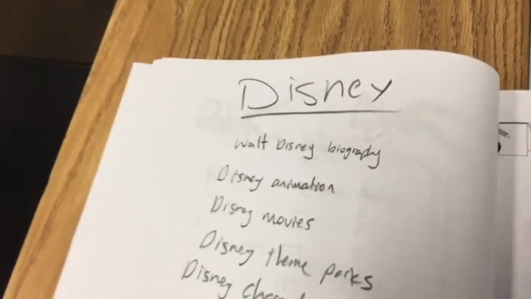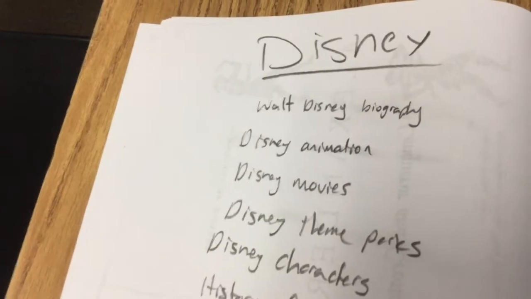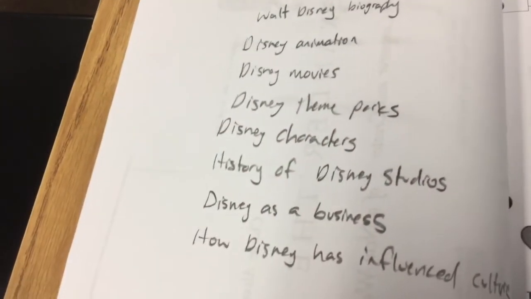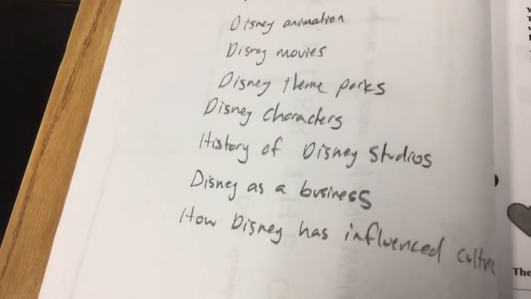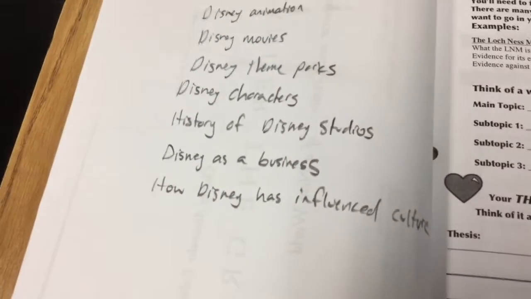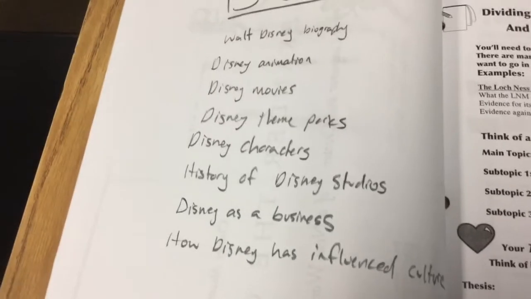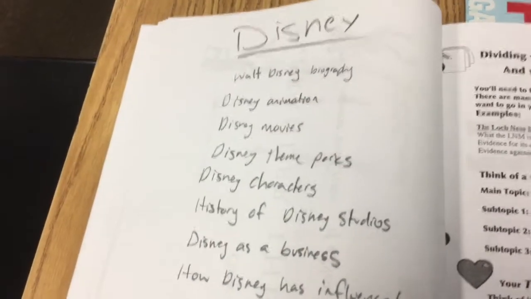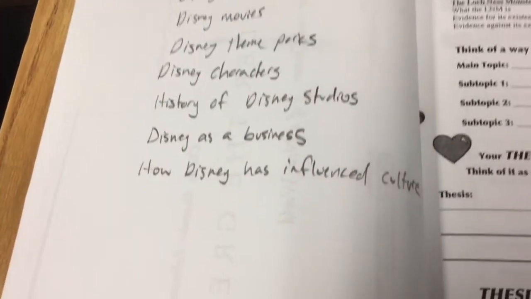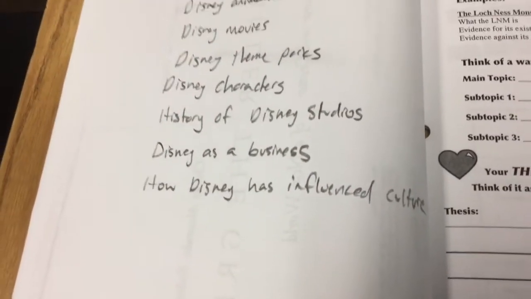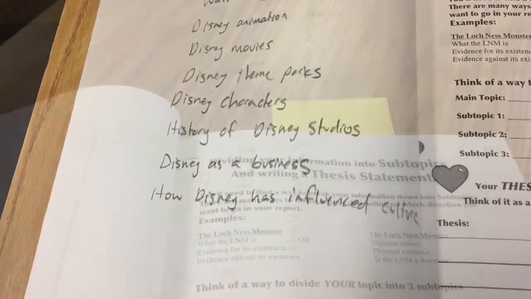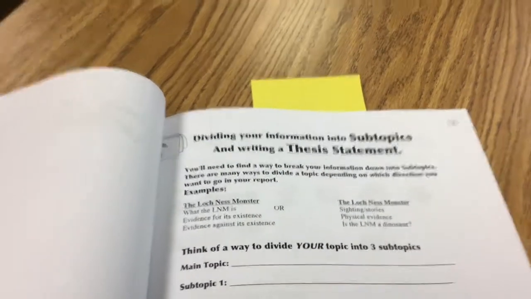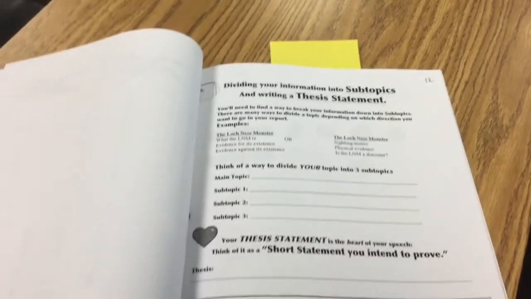I mean, he could talk about Walt Disney, do a biography. He could talk about Disney animation, Disney movies, Disney theme parks, Disney characters, a history of Disney studios, Disney as a business, how Disney has influenced culture. There's so many things and a lot more than is on this list. And so Kyle decided the direction he wanted to go with his Disney speech was to talk about how Disney has influenced culture, because that's what he was most interested in. We're going to start at this page in the packet, writing the thesis statement and breaking it into subtopics.